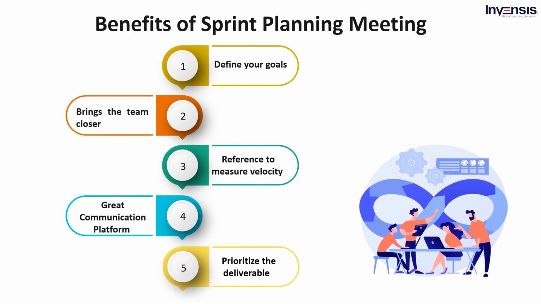Prioritize the deliverable. Here the product owner prioritizes the most important items on the top of the product backlog, so that the team can choose the top priority items from the product backlog and break them into small user stories. It helps to deliver the important requirements during the early phase of the sprint process.